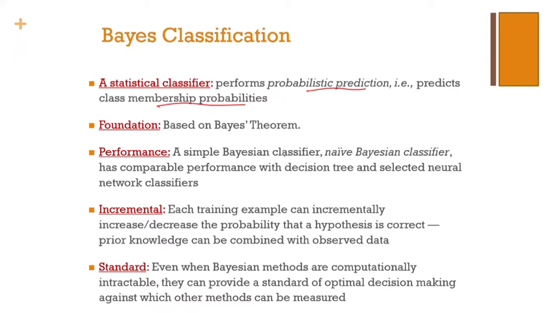So the foundation assumption is based on what is popularly known as the Bayes theorem. Our mathematicians in the house can be a witness to that. Bayes theorem is very popular when it comes to probability solutions. As for performance, we say that a simple Bayesian classifier, which we call Naïve Bayesian classifier, has comparable performance with decision tree and selected neural network classifiers. Pay attention to that: selected.